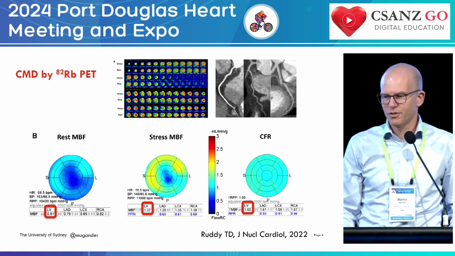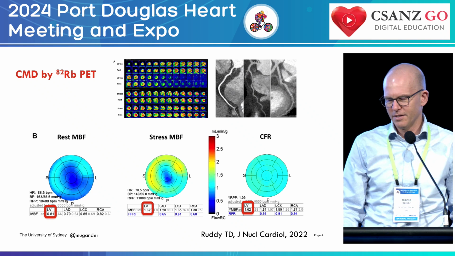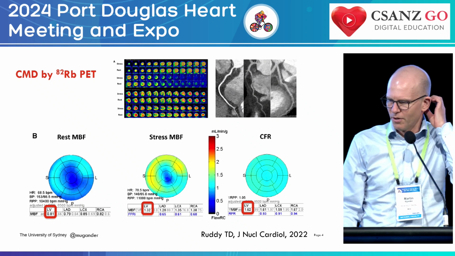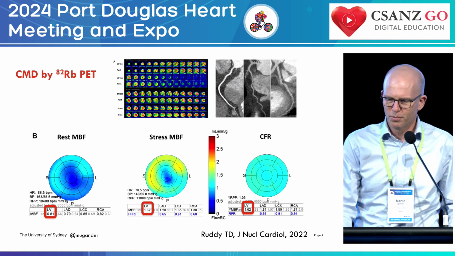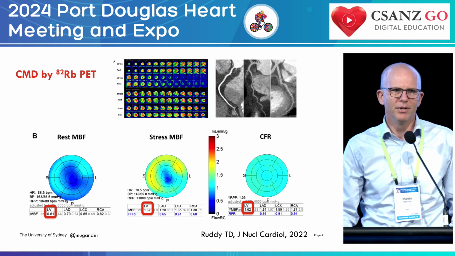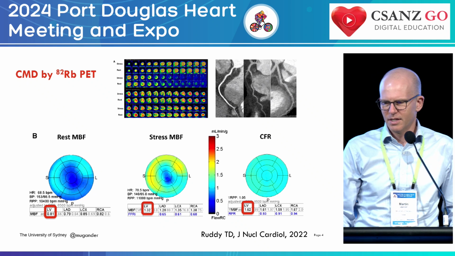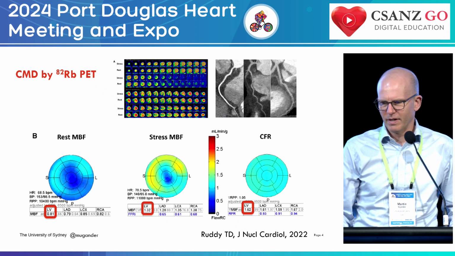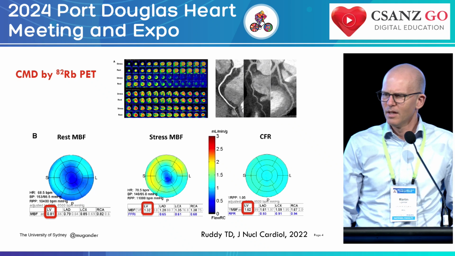And if you divide stress by rest blood flow, you get the right-hand side plot, which is the coronary flow reserve, about 1.6. Anything under 2.0, that is an inability to double your myocardial blood flow with adenosine stress, is considered coronary microvascular dysfunction, especially when it has a global pattern like this.